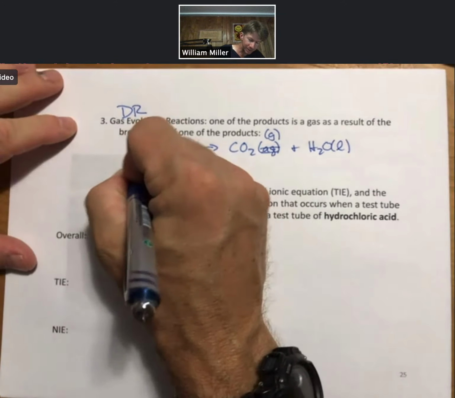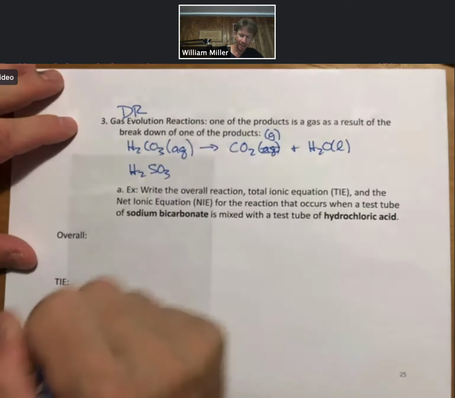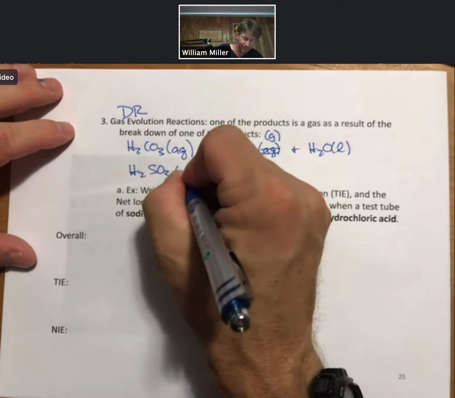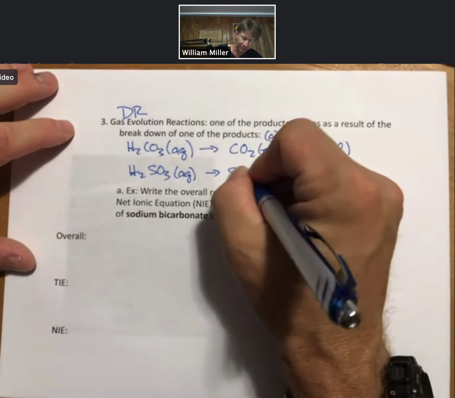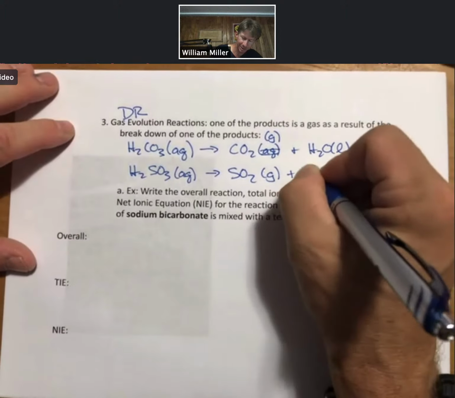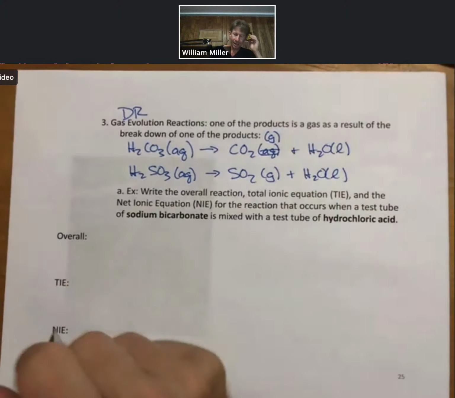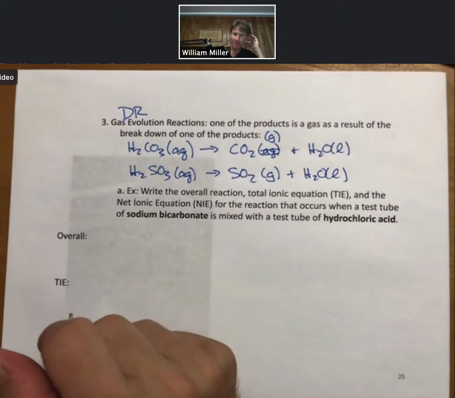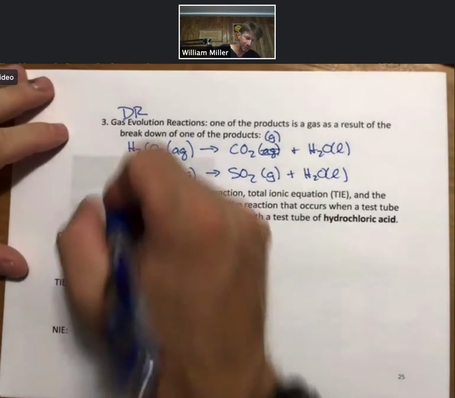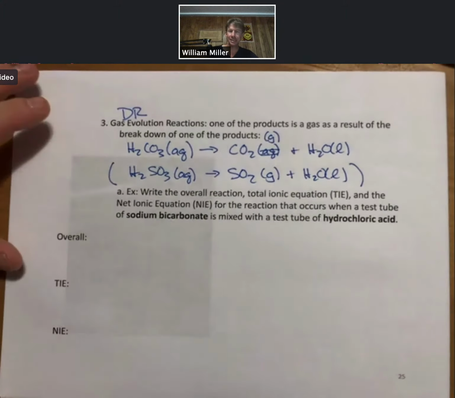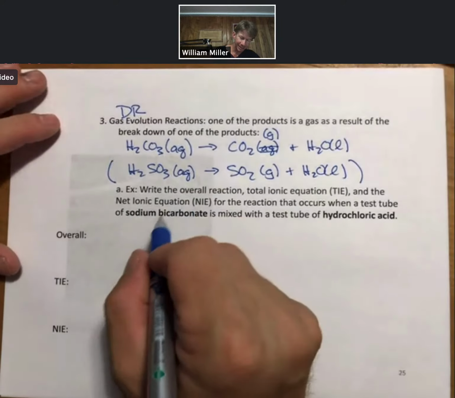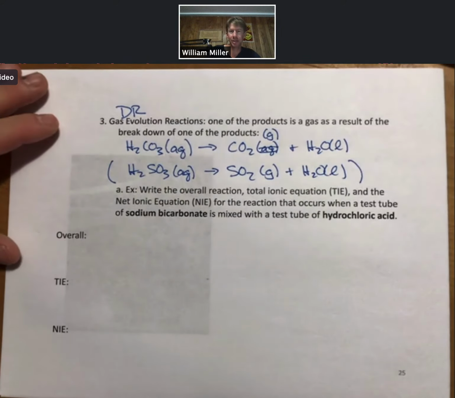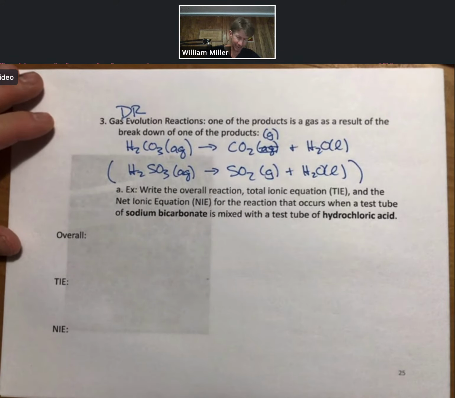There's another one, you don't see this as much. If you take sulfurous acid as a product of a reaction, it will make sulfur dioxide gas plus H2O. This one you, again, won't see as often, probably not going to see it on quizzes or exams, so I'm going to put parentheses around it. You are much more likely to see it on the homework. But we'll concentrate on the carbonic acid example.